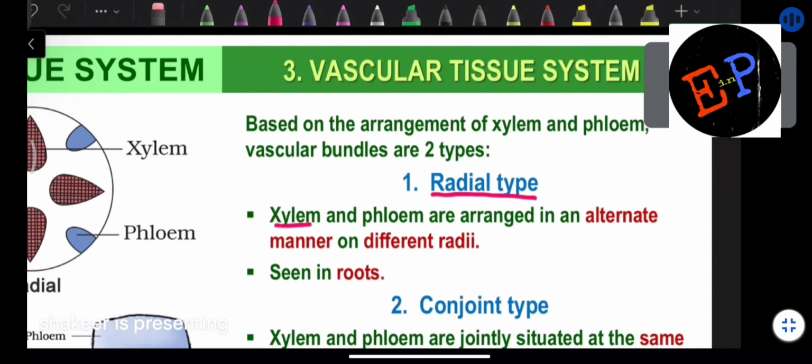In radial type, what is the arrangement? Xylem and phloem are arranged in an alternate manner on different radii. Can you say what is the meaning of this? Xylem is not separated from phloem by a cambium; they are present alternately. First you will find xylem, then at a different radius you will find phloem. Then xylem again, then at a different radius phloem. This alternate arrangement is called radial type, and you can see this radial type of vascular bundle in roots. This is another important point which you should remember.